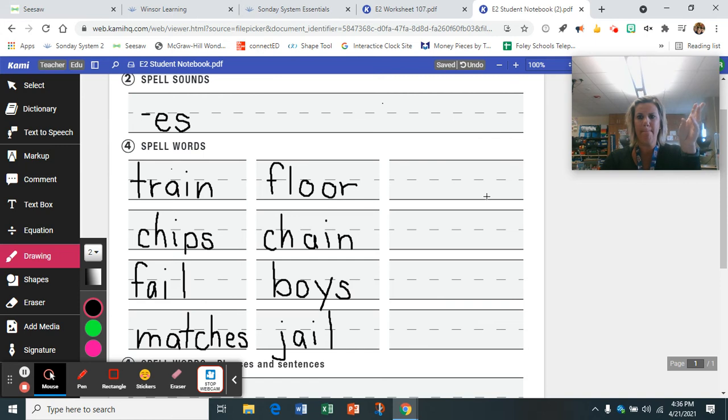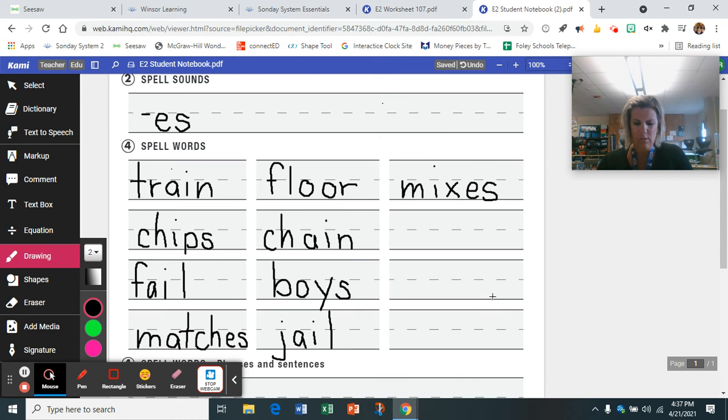Next word, mixes. Touch spell. First, let's spell mix. That's our base word. M-I-X. Ends with X. And I hear the S sound at the end, which is going to be spelled E-S. Check your work.